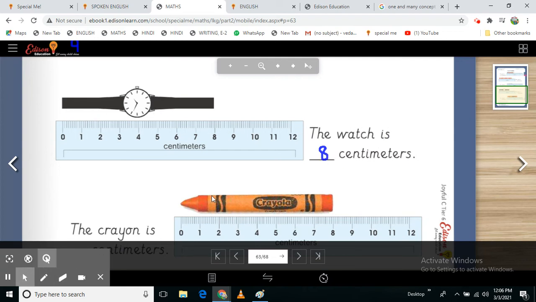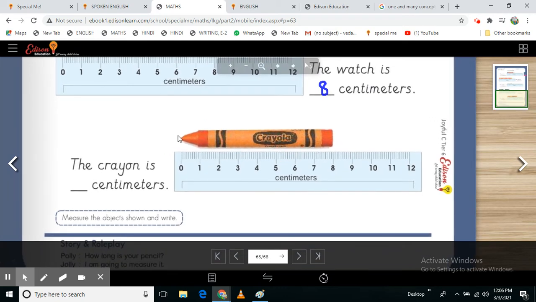Okay. Now see this crayon color. Yes, you have to place crayon color from the starting point and it will end up to the 8 number. So it means the crayon is 8 centimeters. Okay, so right here number 8. Okay students, so it's 0 to 8. It's 8 centimeters, right? The crayon is 8 centimeters, right?